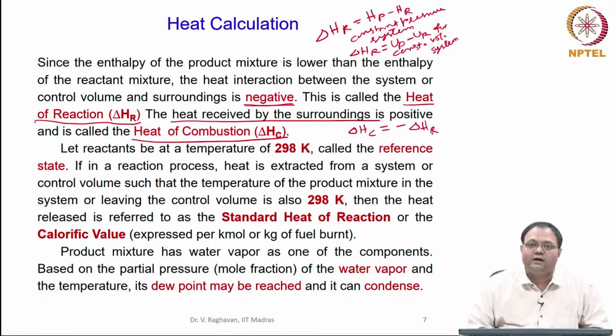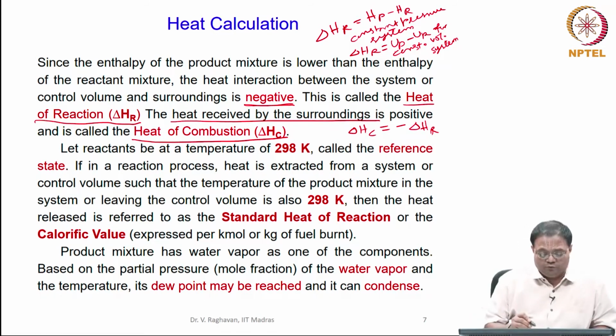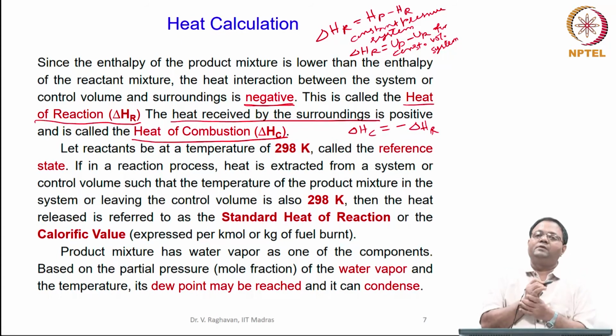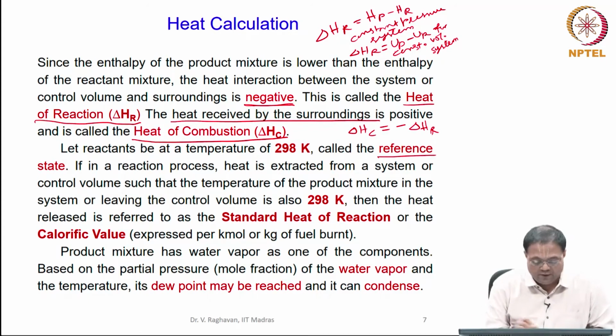By applying the first law, we will be able to calculate the heat of reaction, delta HR. Based upon the final state, the product state, we will calculate the enthalpy or internal energy of the product mixture by calculating the enthalpies of the individual species in the product and applying the mixing rule. Similarly, we calculate the enthalpy of the reactant mixture and calculate delta HR. Now, normally we have to have some reference state. Please understand that for all these properties we have to have a reference state.